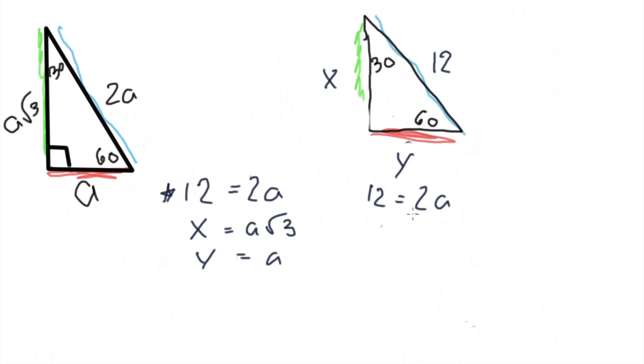So we're going to start by solving the equation that only has one variable, which is 12 equals 2a. To get a by itself, we're going to divide both sides by 2, and we're going to get a is equal to 6. So now, in order to find what the other sides are, we're going to plug in for a. So for x, we would plug in a root 3, and we're going to get 6 root 3 is equal to x. For y, y is just equal to a, so y is just equal to 6. Let's try another one.